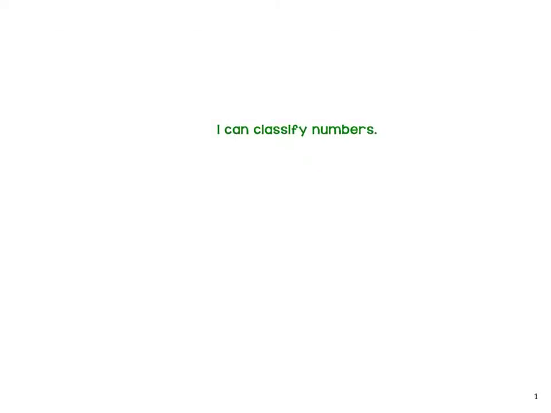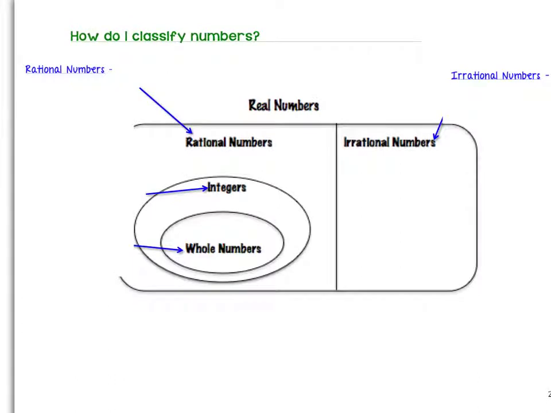In this lesson, we're going to look at how you can classify numbers. So how do I classify numbers? Well, we have real numbers, and real numbers can be broken down into rational numbers and irrational numbers. We're going to spend more time talking about the rational numbers today, and just a little bit defining the irrational numbers, and we'll come back to the irrational numbers in a couple of days.